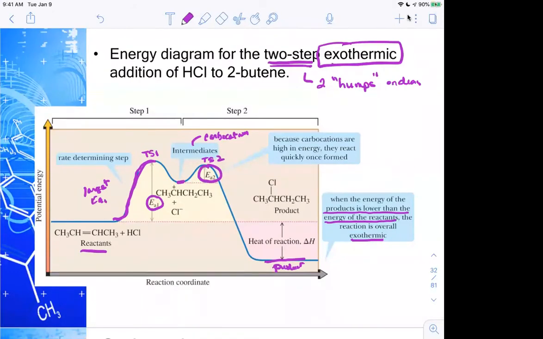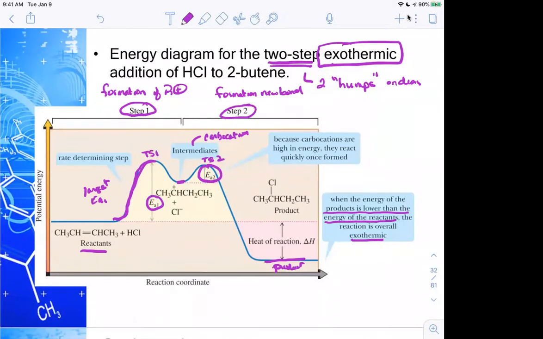And this is what I would consider to be step one, which is formation of the carbocation. And then step two is that formation of the new bond. And this is how I am going to describe this reaction.